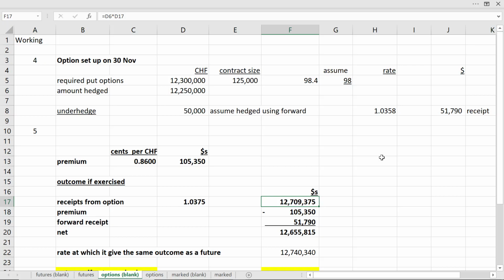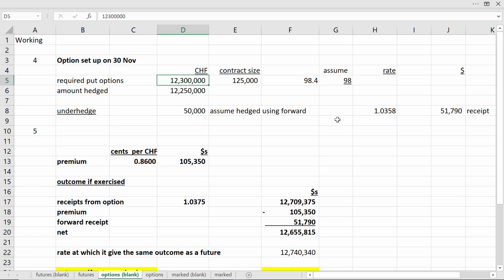And that gives me 12,709. I deduct the premium, which I've just calculated, and add on the forward receipt. Now, if you've done all those calculations based on the 12.3 million Swiss francs, basically that's fine. And if you ignored the forward receipt, it's a very small issue. It doesn't matter. And of course, if you've been consistent with futures and options, that's great, because if you've ignored the underhedge with both, you're not affecting the comparison between the two techniques.